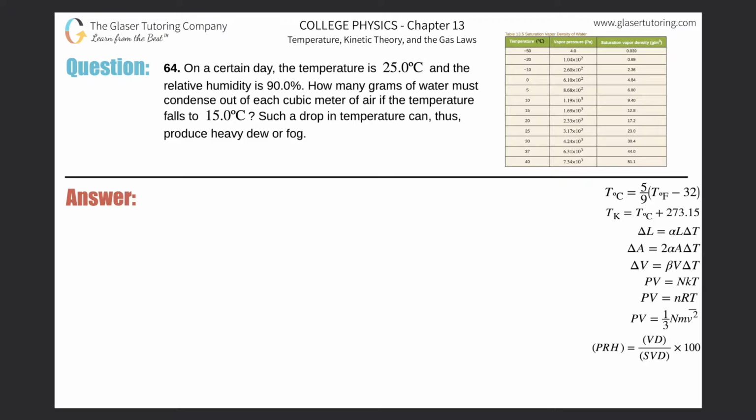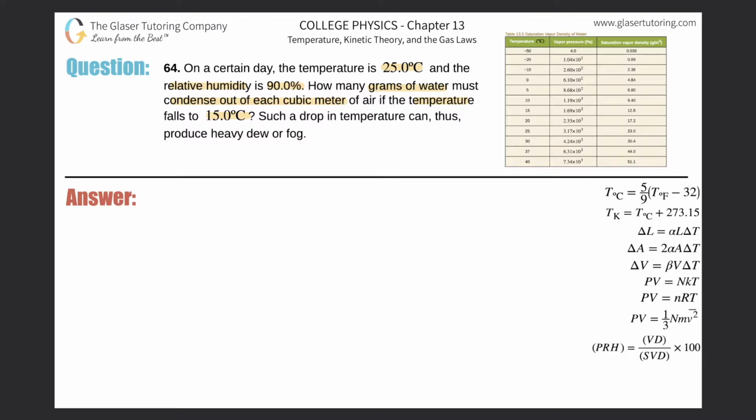Number 64. On a certain day, the temperature is 25 degrees Celsius and the relative humidity is 90%. How many grams of water must condense out of each cubic meter of air if the temperature falls to 15 degrees Celsius? Such a drop in temperature can, thus, produce heavy dew or fog.